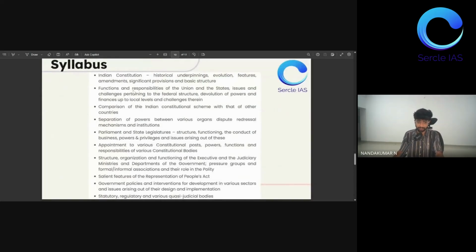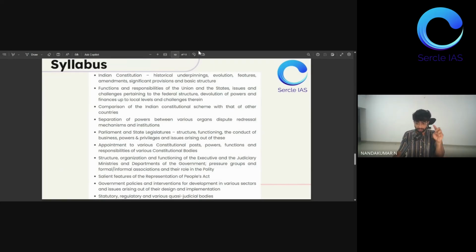Now let's see the syllabus. Indian Constitution. This is how the Indian polity syllabus is starting. Historical underpinnings, evolution, features, amendments, significant provisions, and basic structure. Functions and responsibilities of the Union and the states, issues and challenges pertaining to the federal structure, devolution of powers and finances up to the local levels and challenges therein, comparison of the Indian constitutional scheme with that of other countries, separation of powers between various organs, dispute redressal mechanisms and institutions.